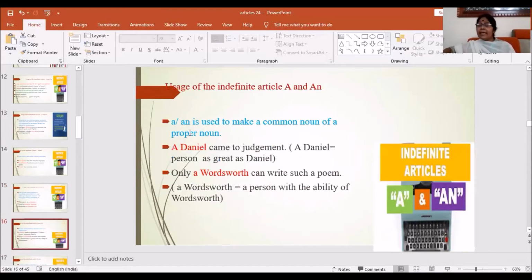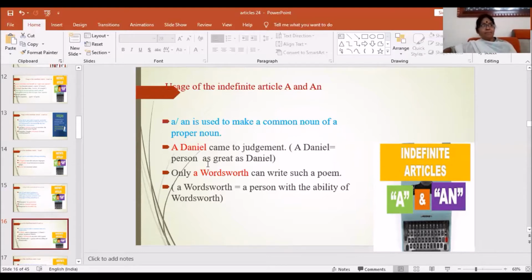Next, a and an is used to make a common noun of a proper noun, right? When you change a proper noun into a common noun, we use a and an. For example, look at this sentence. A Daniel came to judgment. That means someone who judges, a Daniel is a person as great as Daniel. Who can judge like Daniel, we call them Daniel.